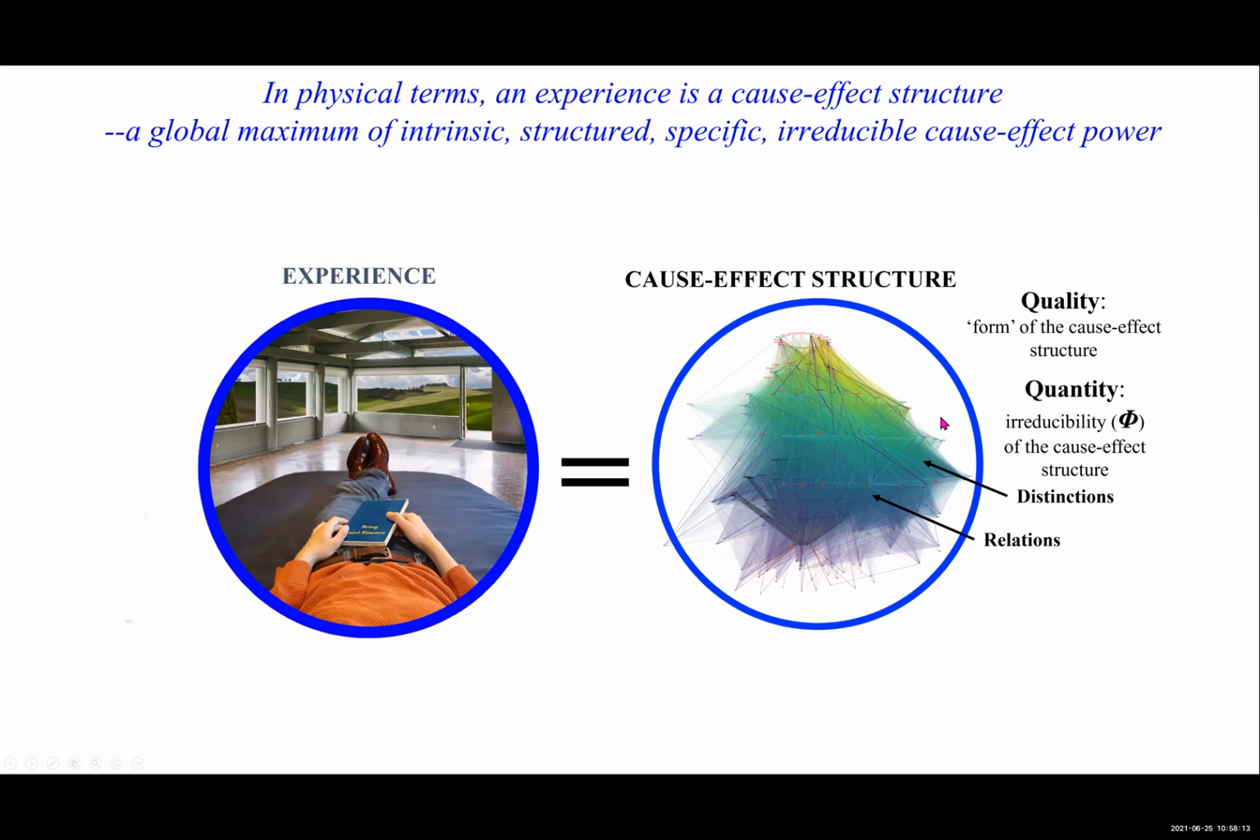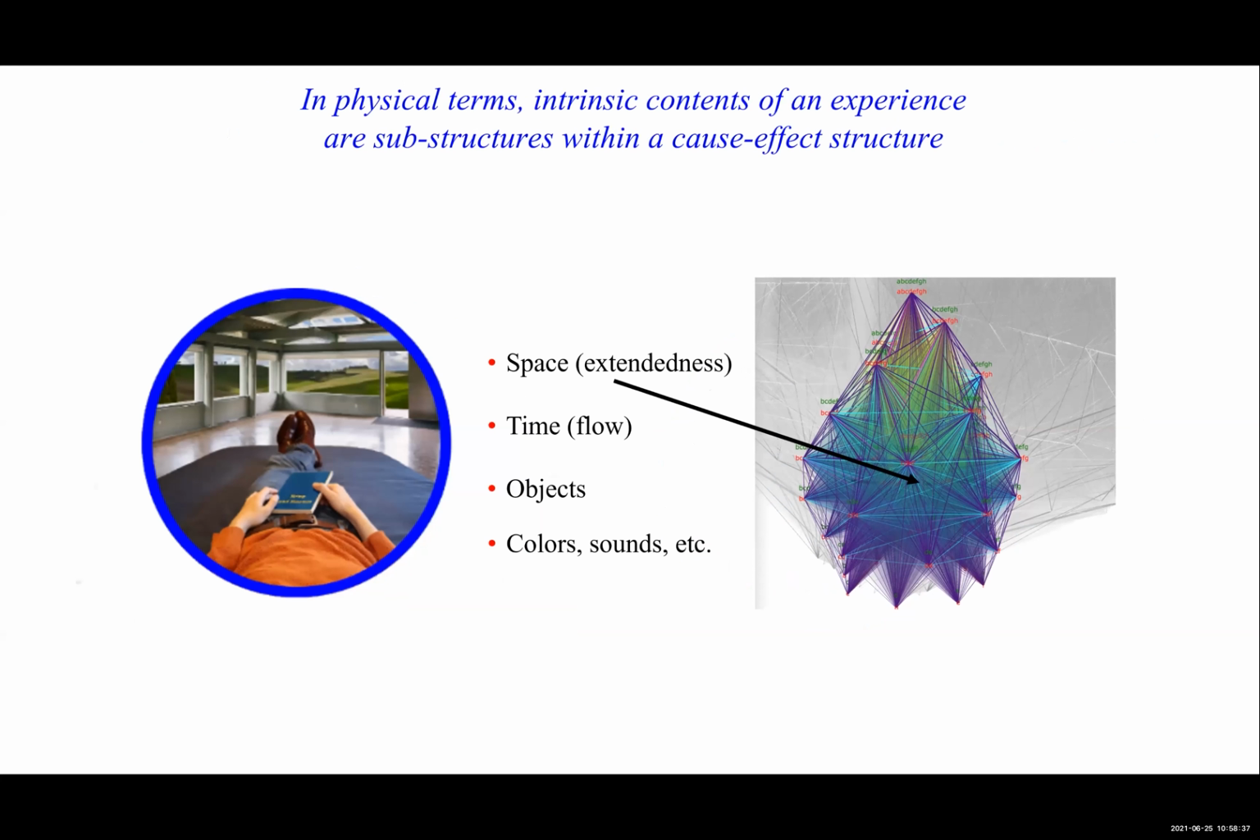So then I'll remind you, we start from the experience, we finally come up with the idea that to account for the experience in physical terms, we need to fully unfold the substrate and reveal all its causal powers. And we get this global maximum of intrinsic, structure, specific, irreducible cause-effect power as dictated by the postulates. The quality is the form, that is all the distinction relations, and the quantity is how irreducible it is. I also discuss, for instance, space.